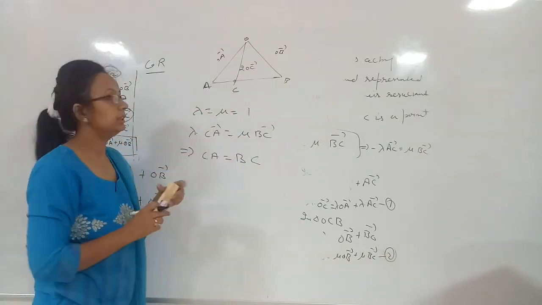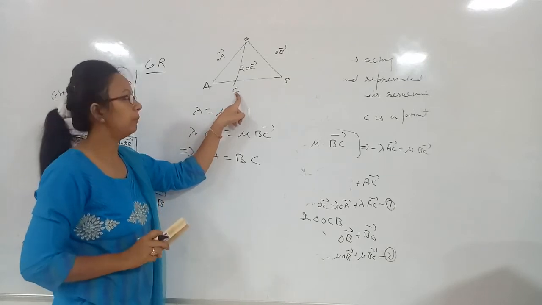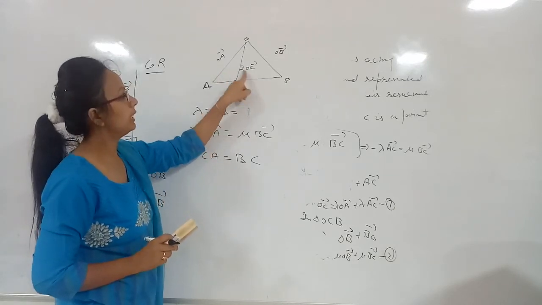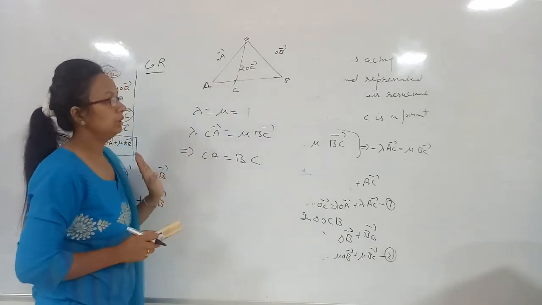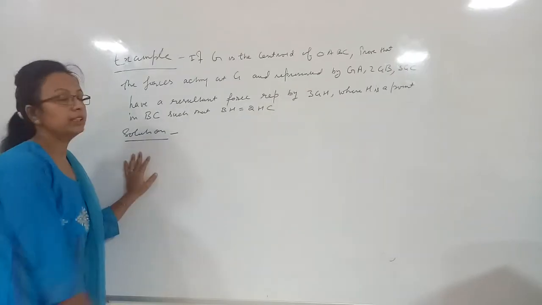If C is the middle point. So in some examples, if C is the midpoint, then we will take the resultant as 2 times OC. So let us do one example of this result. So this is our example.